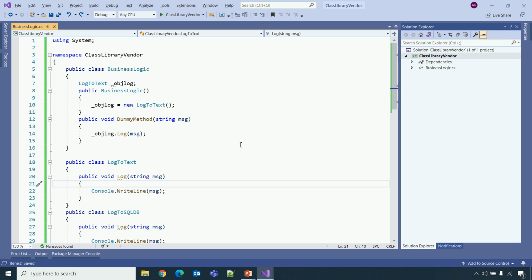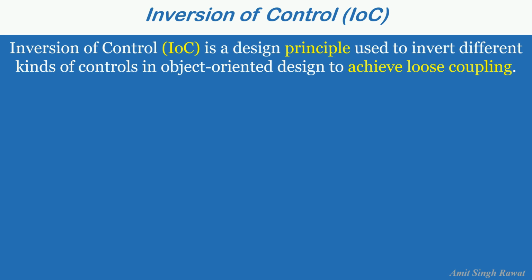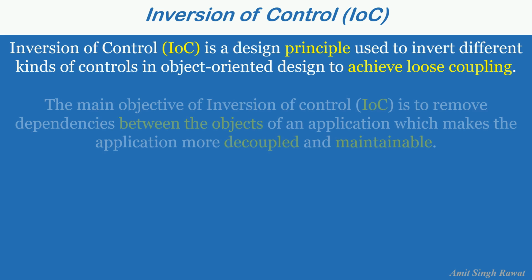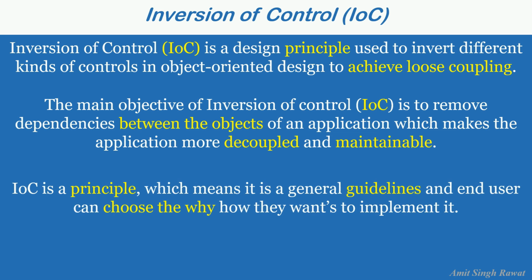For that, first we need to understand what inversion of control is. Let me read out the definition, then we will understand what the concept actually is. Inversion of control is a design principle. Remember, it is a principle, not a pattern. It is a design principle used to invert different kinds of control in object-oriented design to achieve loose coupling. The main objective of inversion of control is to remove dependency between objects of an application, which makes the application more decoupled and maintainable. Inversion of control is a principle, which means it is a general guideline, and the end user can choose how they want to implement it.